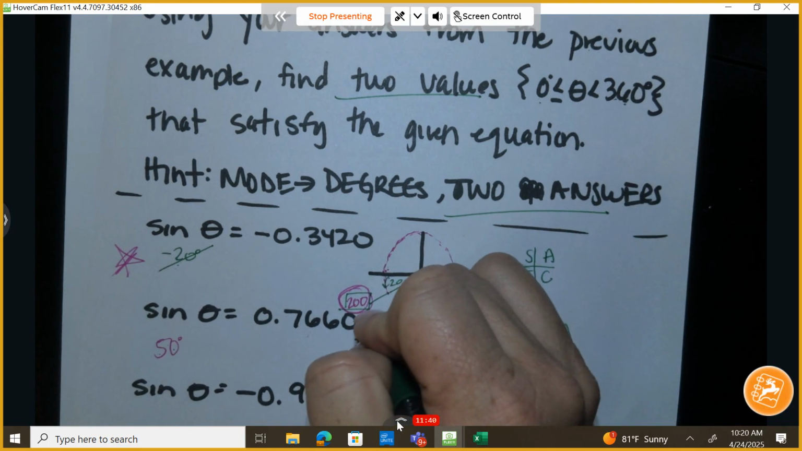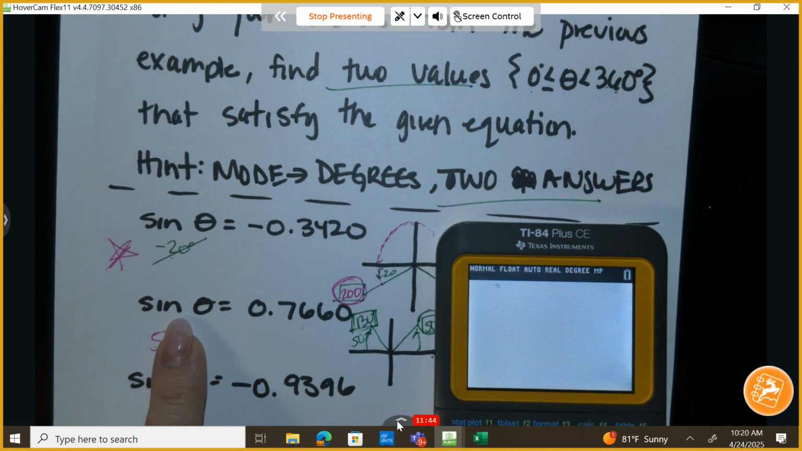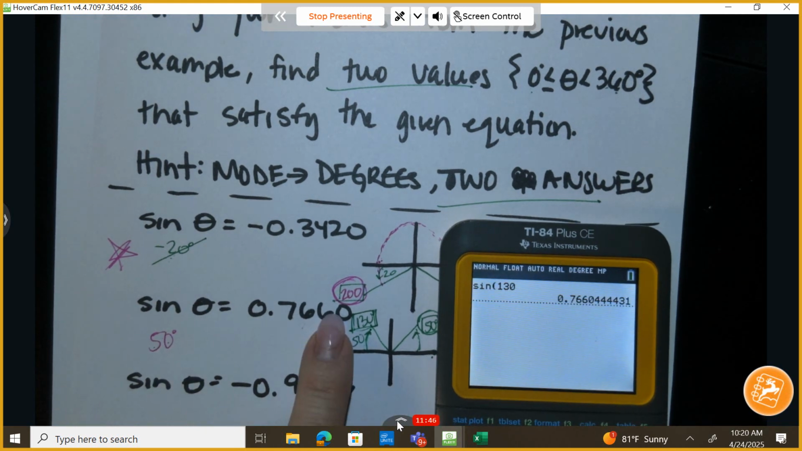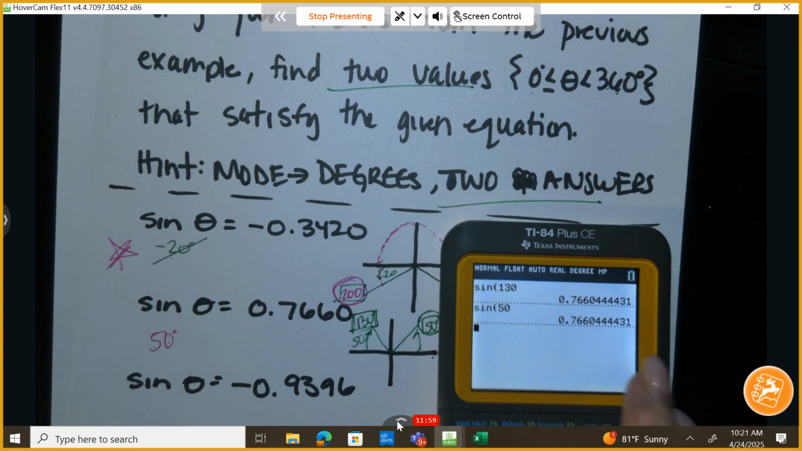Okay, let's check and see if they're right. Everybody grab your calculators. You ready? We're going to type in sine of 130. Okay, we got that. We're going to type in sine of 50. Okay, we've got that again. Please do not be on your phone unless you're looking at that table. Okay? All right, let's do the next one.